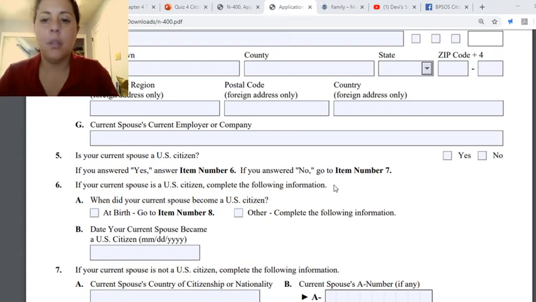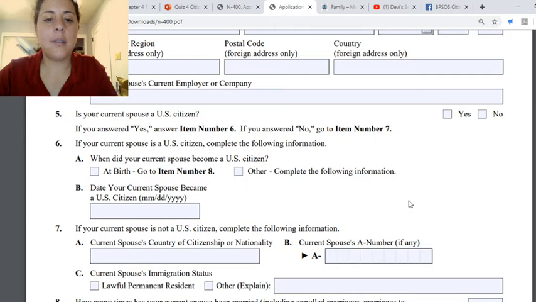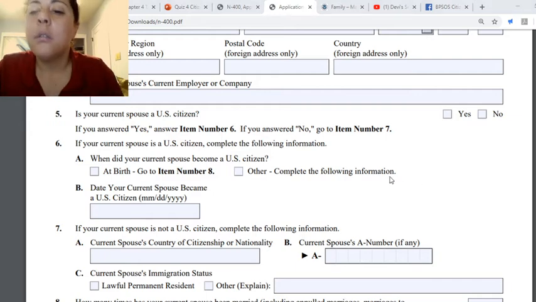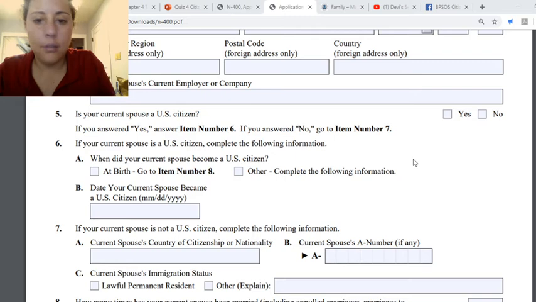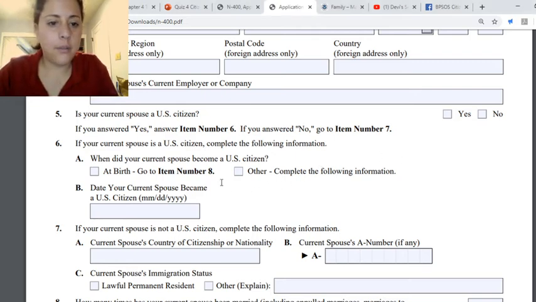Number 5, is your current spouse a U.S. citizen? Check yes or no in the box here. If you answered yes, answer number 6. If you answered no, go to number 7. So, if you answered yes, that your husband or wife is a U.S. citizen, you will answer number 6.